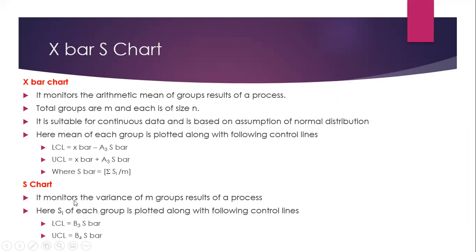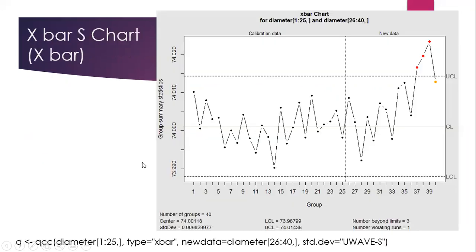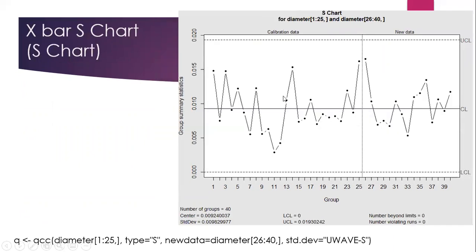The S chart monitors the variance of M group results of a process. In the S chart, the standard deviation of each group is plotted along with the following control lines. This is the X bar component of the X bar S chart. Then this is the S component of the X bar S chart, or the standard deviation graph. It illustrates the variation of the data.